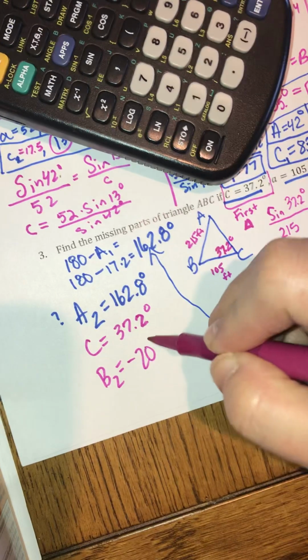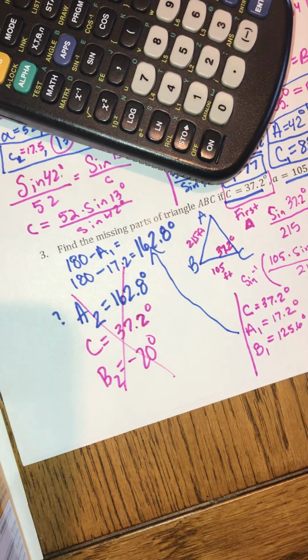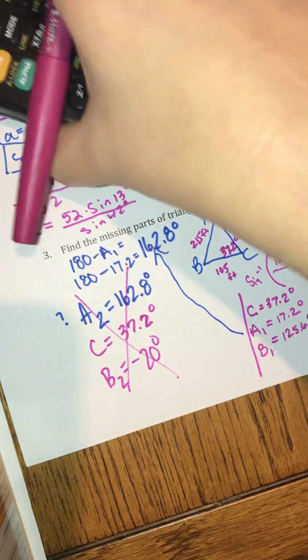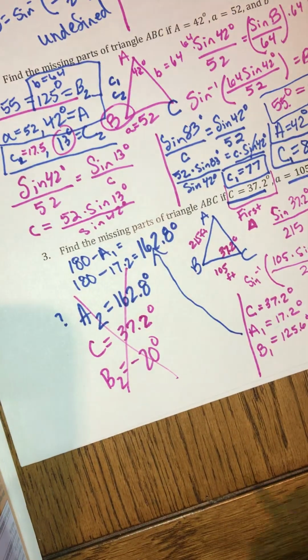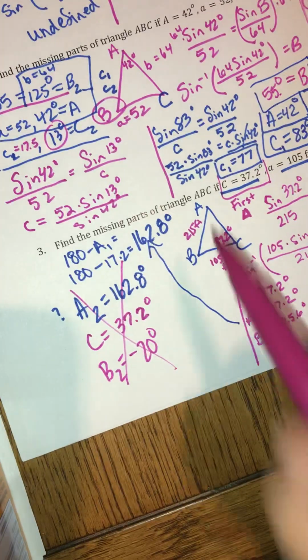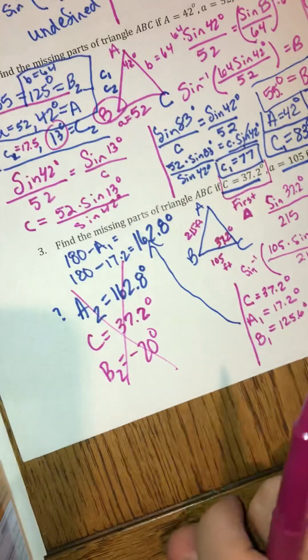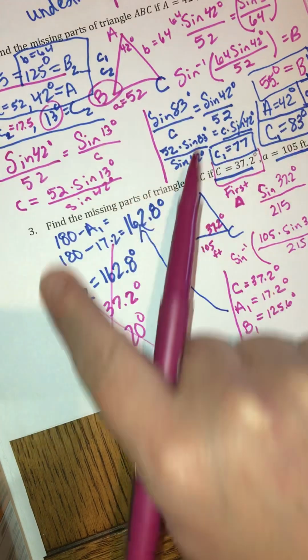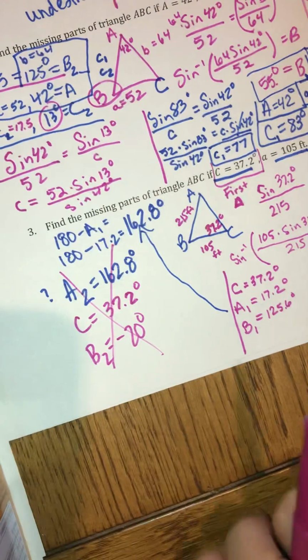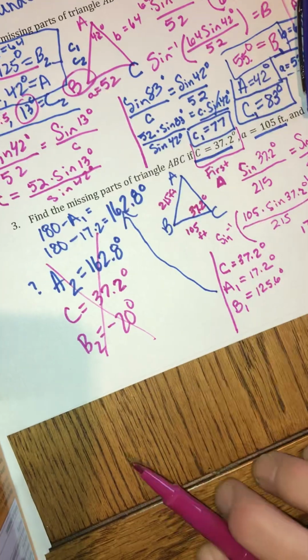Oh, that's a negative 20. Negative 20 degrees, that is illegal. You can't have an angle that is negative when you're inside of a triangle. So it looks like this is only one triangle. When I tried to do the second triangle, it was the ambiguous case. So this has only one triangle.